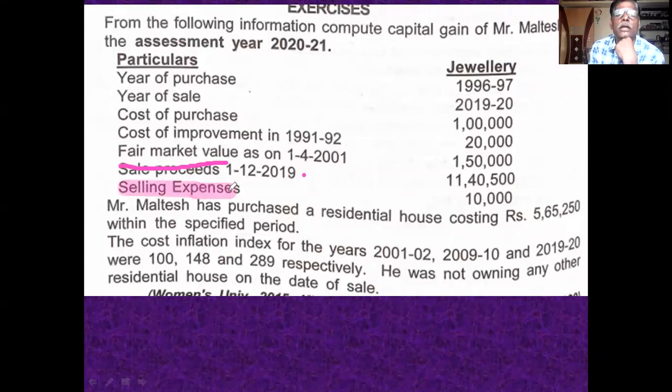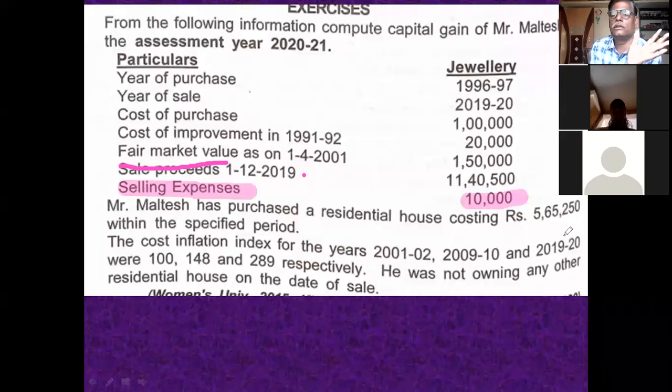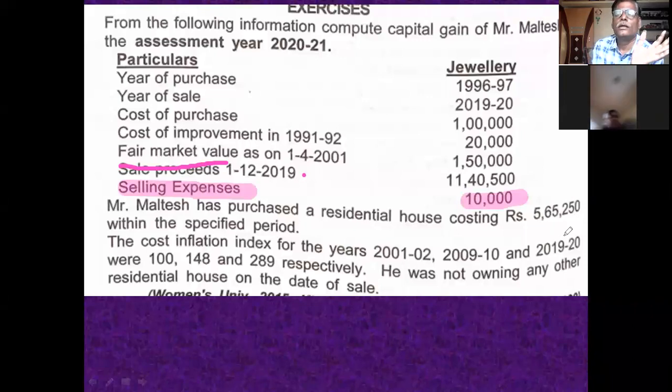Here is the second point, selling expense. This is the second point you have to search. First point, you find the sale value. Second, you search expenses related with sale. And third point, you come to the cost of acquisition.